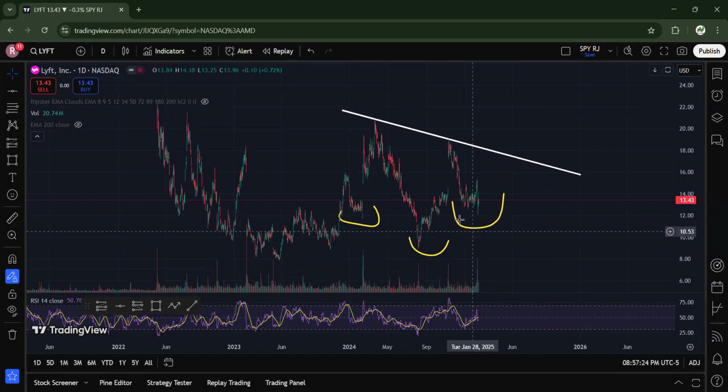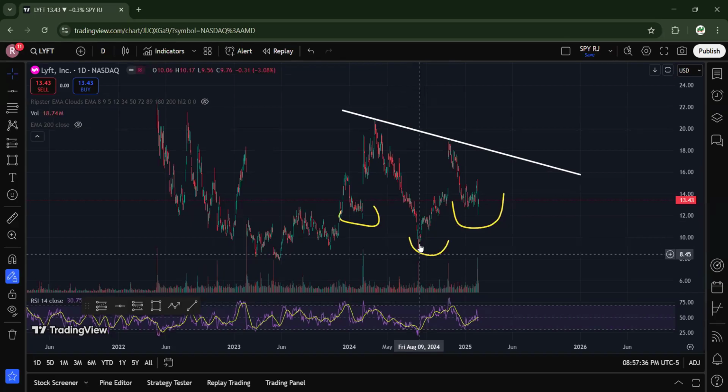Now, this one is called an inverse head and shoulders, right? So inverse head and shoulders is a bullish pattern where you have the head down here. It's inverse, and I'm gonna show you what a regular head and shoulders looks like in a minute. But you have the head, shoulder, shoulder, and you're looking for it to break to the upside.